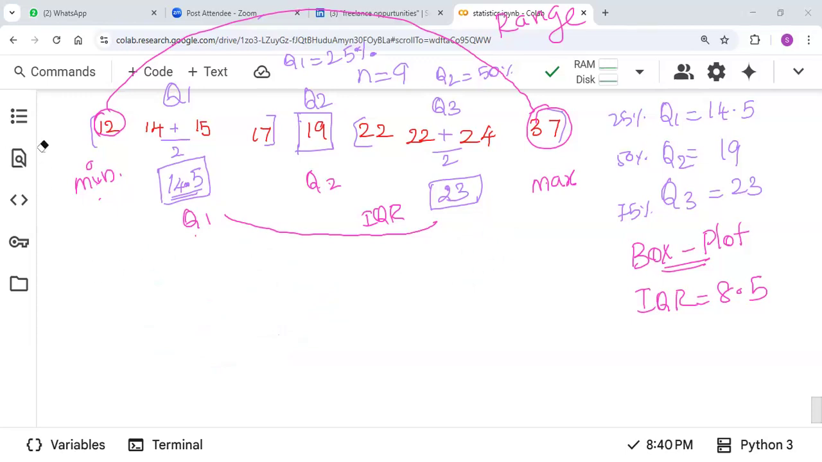I'll share the notes with you, guys. All the notes I'll share with you. But can you follow? Do you understand up to this calculation, everyone? Do you have any doubts or clarifications up to this calculation?